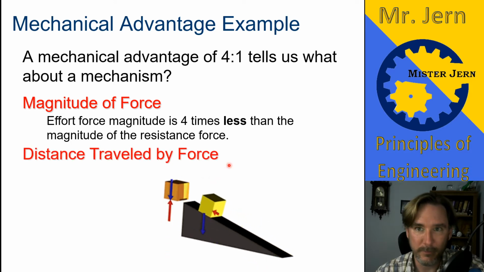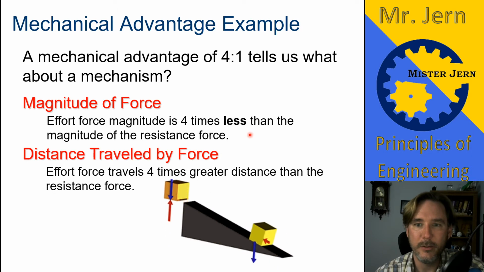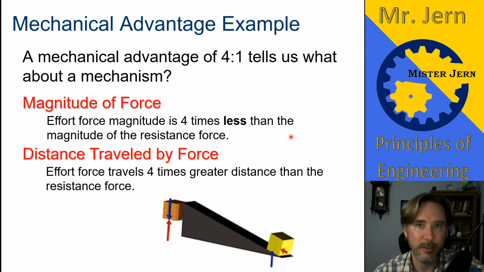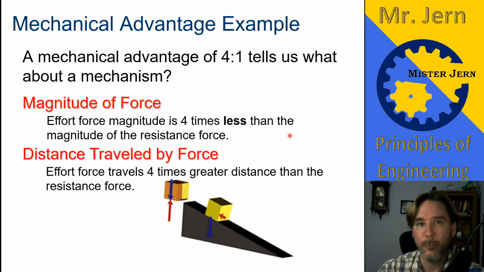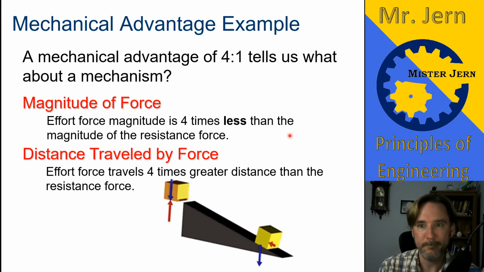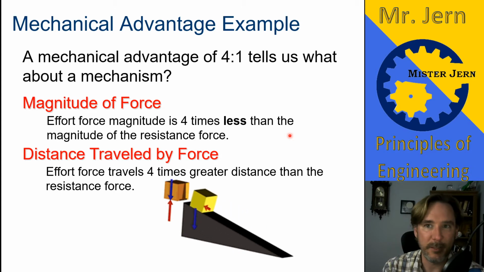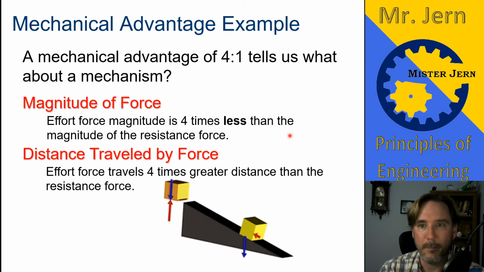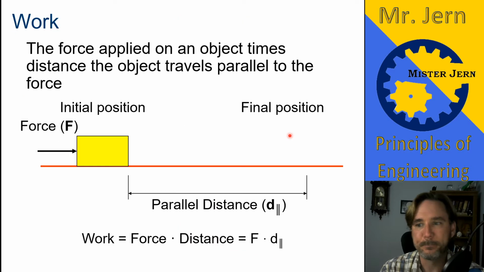Well, the trade-off is the distance. So as you can see, the effort force on the one on the right, the distance it's going to travel is 4 times as far, because that's the mechanical advantage. You get to push with 4 times less force. Okay? That is the essence of mechanical advantage, using the ramp, the inclined plane, as an example.